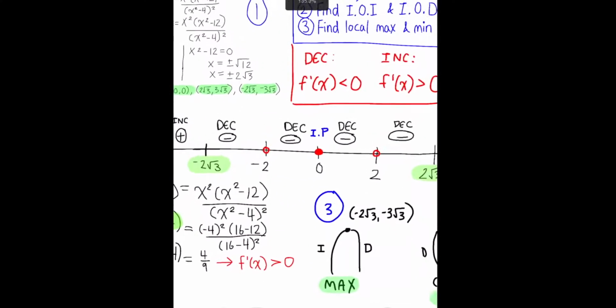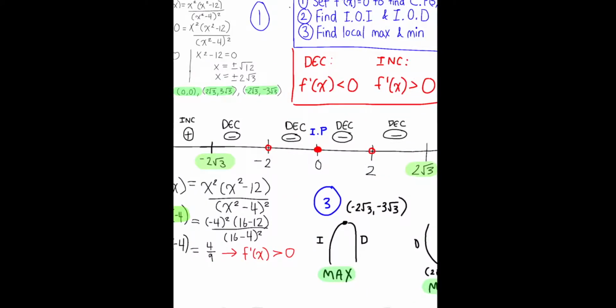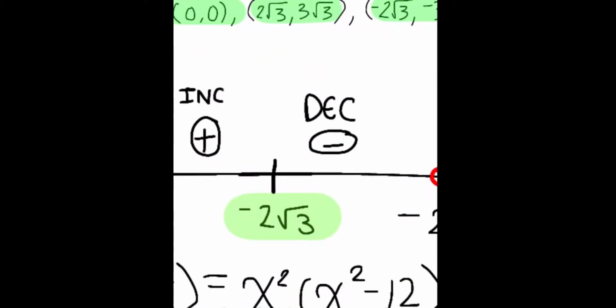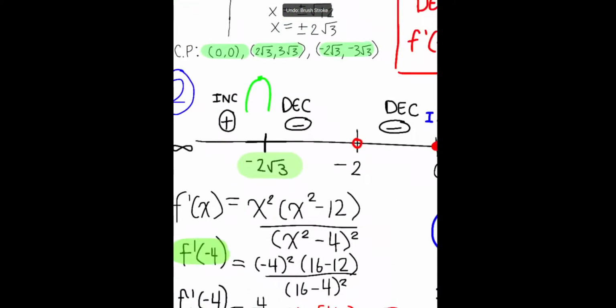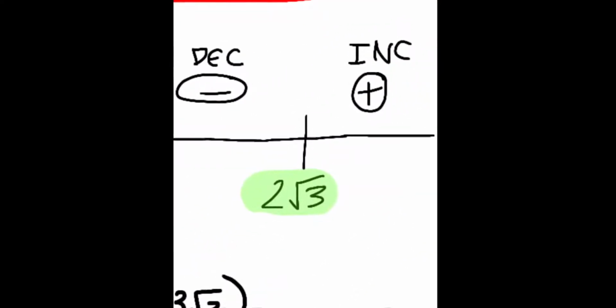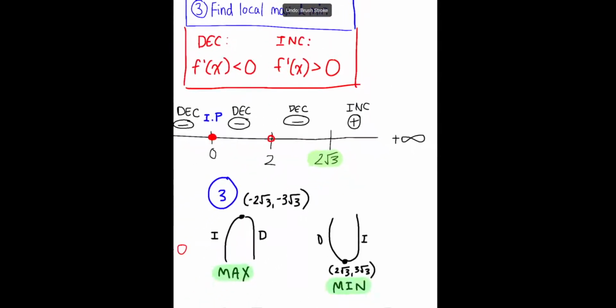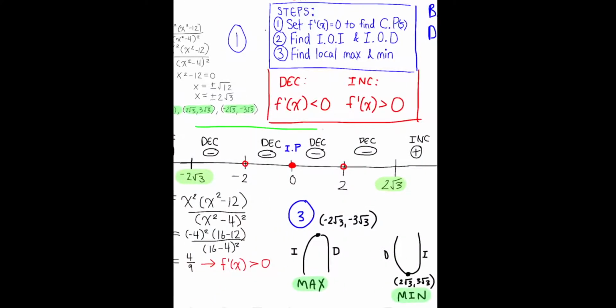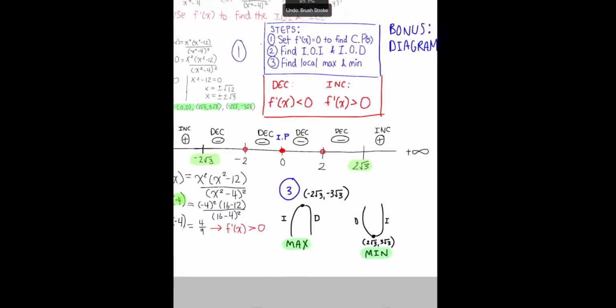So moving on to step 3, finding the local maximum and the local minimum. For the point -2√3, this is an increase followed by a decrease. So a change from an increase to a decrease will dictate that it's a local maximum, as you can see over here. And for the last point, we have 2√3, and this is a decrease switching into an increase, which dictates that it is a local minimum. And for everything else, there is no other local maximum or local minimum because it's a consistent decrease and there's no change from decrease to increase or increase to decrease.